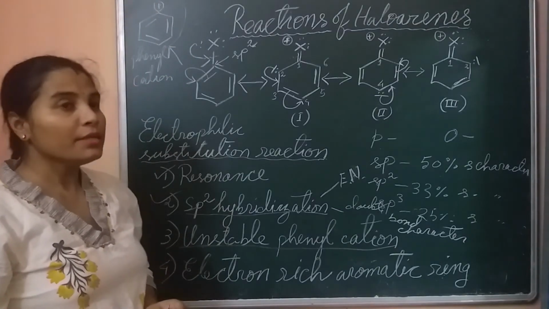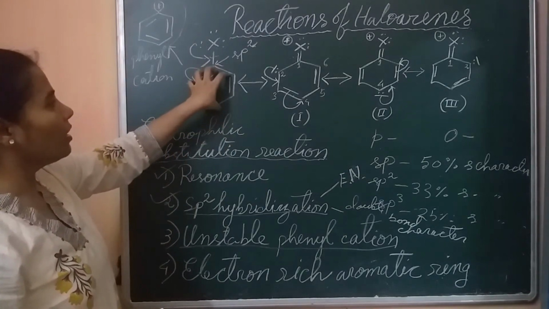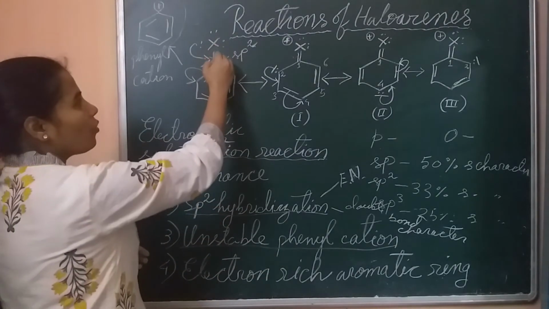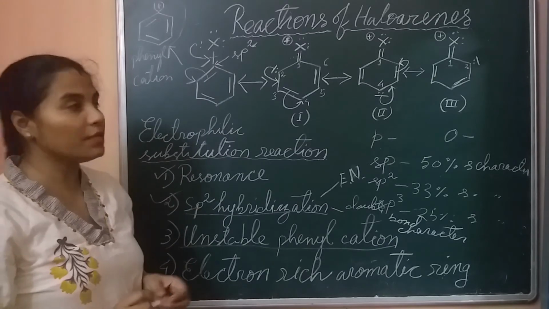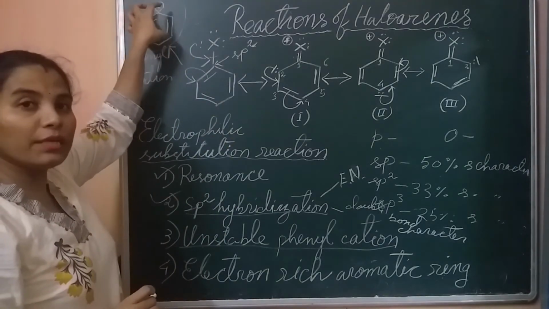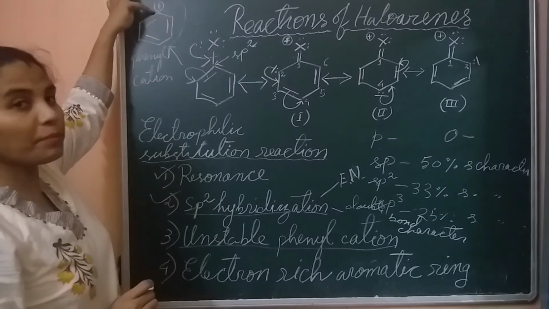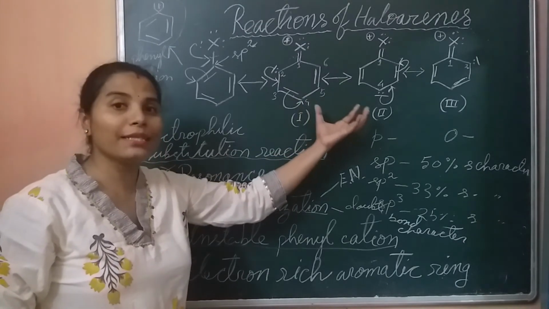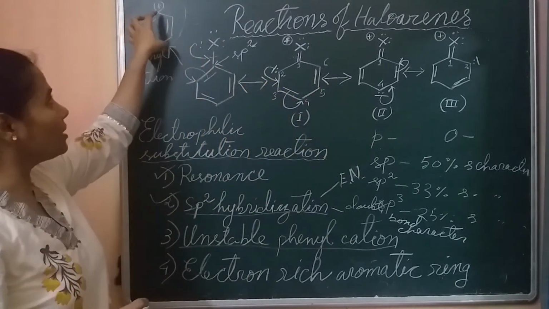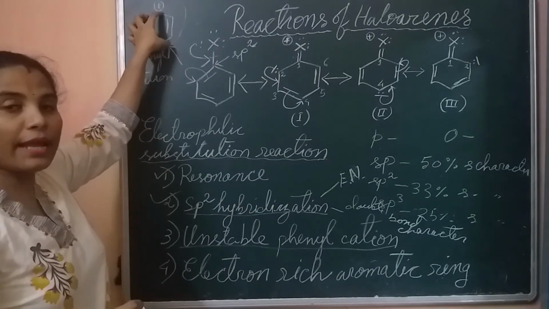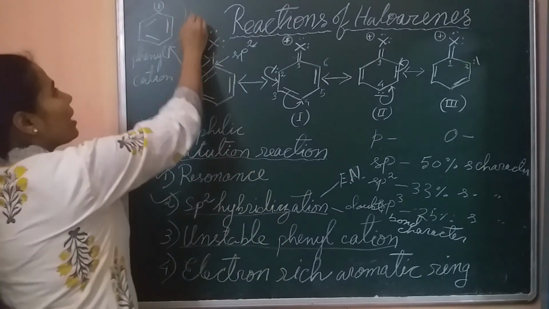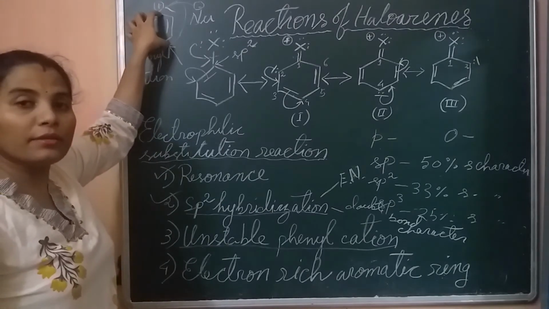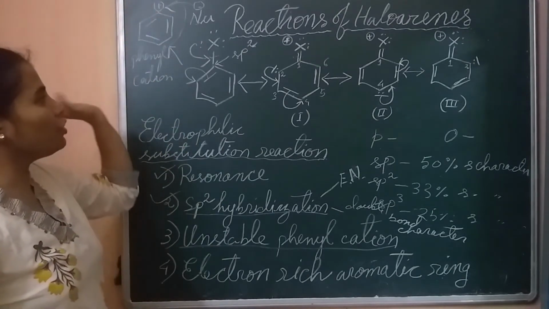So, in haloarenes, if somehow a carbon-halogen bond is broken by heterolytic bond cleavage, then a phenyl cation is produced. In this phenyl cation, positive charge is present at the carbon atom, but this phenyl cation will not undergo resonance, where resonance is a very stabilizing factor. So, since it will not undergo resonance, it will not be stabilized. And since it is not stabilized, the nucleophile cannot attach to this phenyl cation. And as a result, nucleophilic substitution is not possible in case of haloarenes.